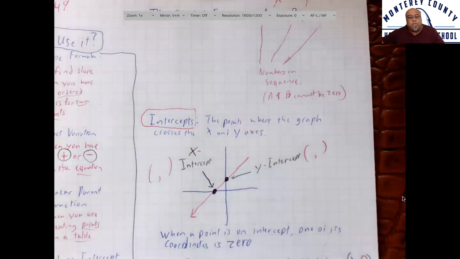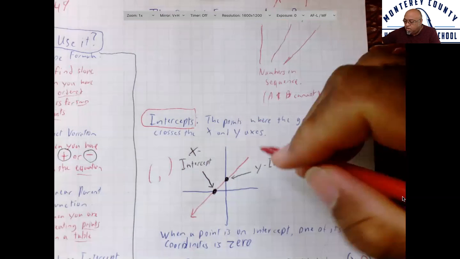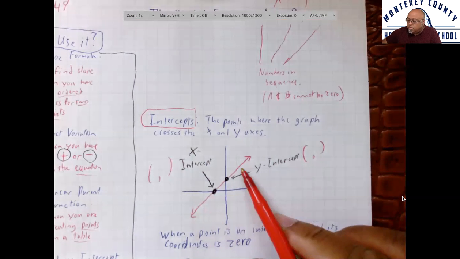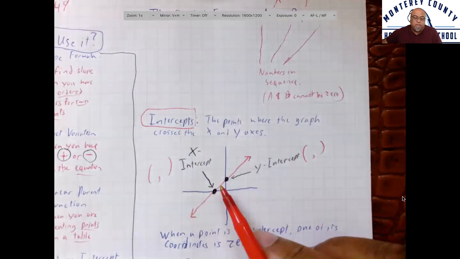Now, when you're graphing information, the x and y axis is, again, like the template that you place your information on. Well, I have graphed a line here on this template, or on the coordinate plane.